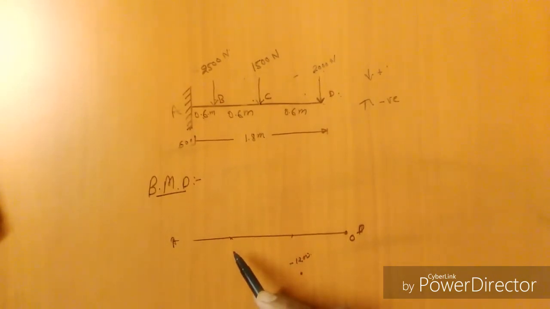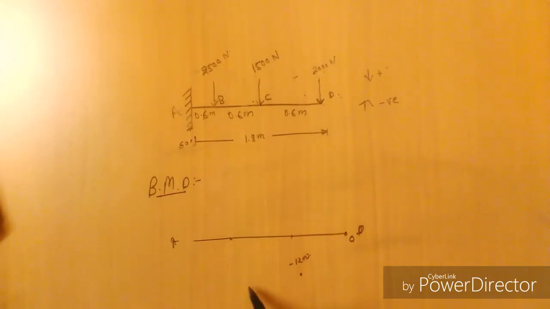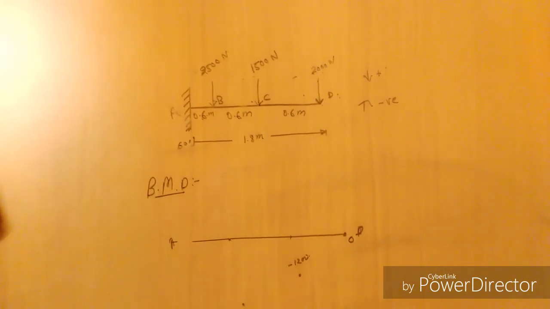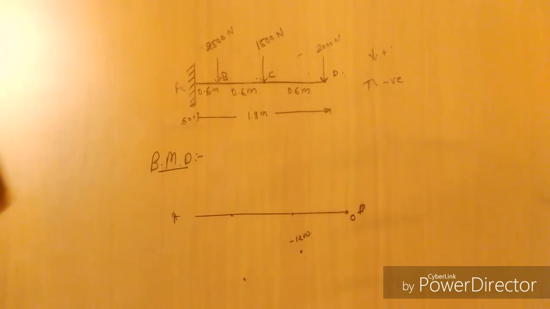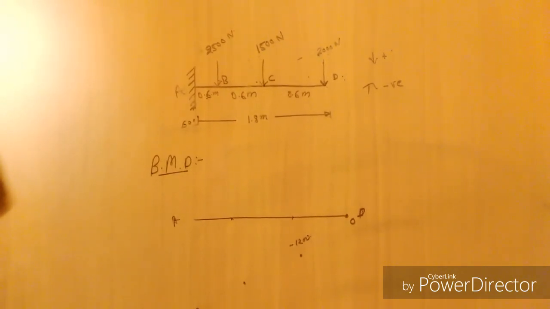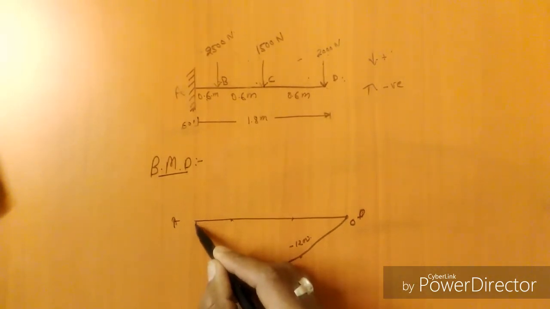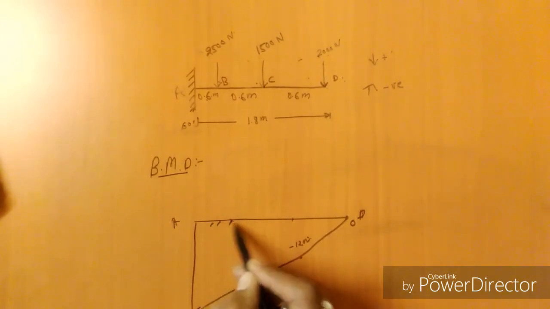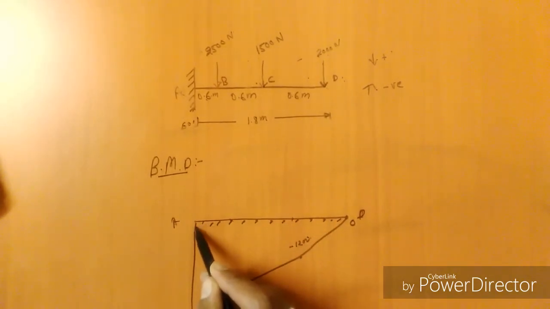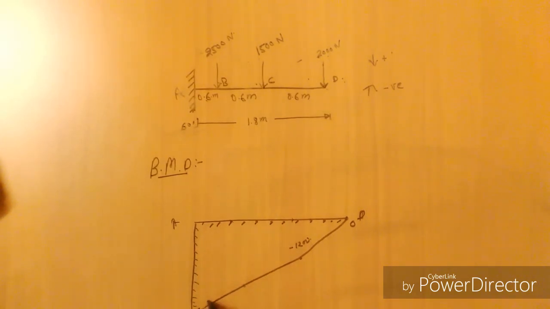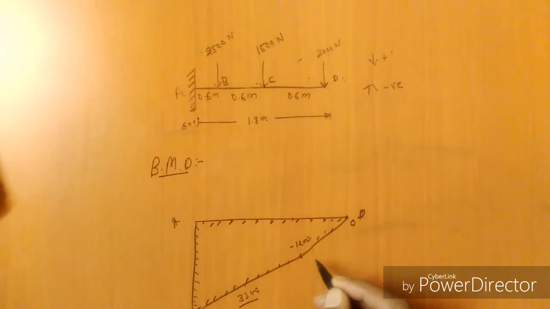ओके, पॉइंट बी पे जो हमारा बेंडिंग मोमेंट है वो है minus 3300, इससे नीचे ही होगा 3300. एंड पॉइंट ए पे 6900, that is this point. Okay, so join these points. Okay, so this is your bending moment diagram. Okay, so very simple, do not confuse. And this is your bending moment diagram. Okay, I hope you have cleared this topic.